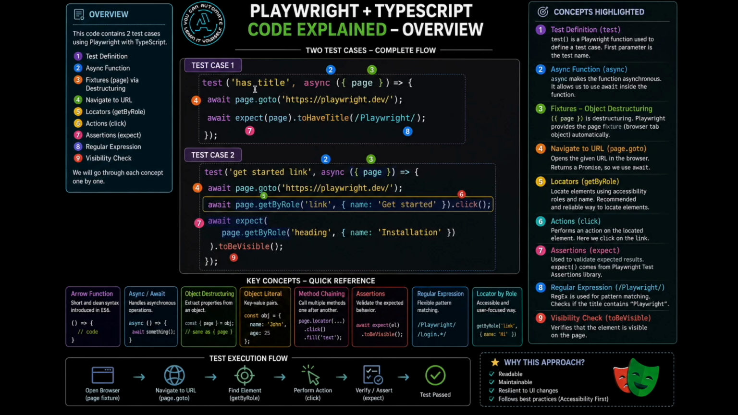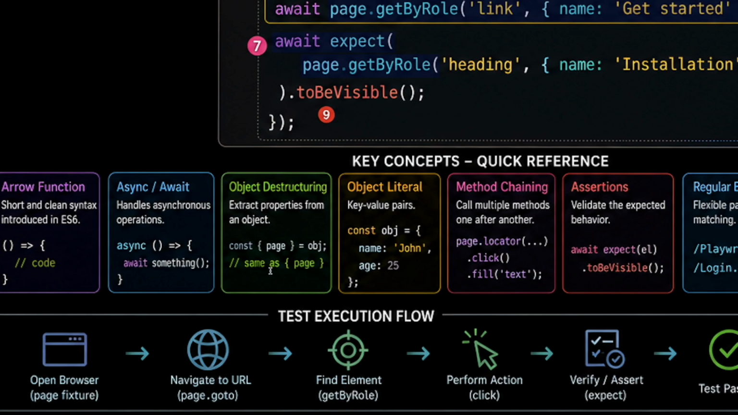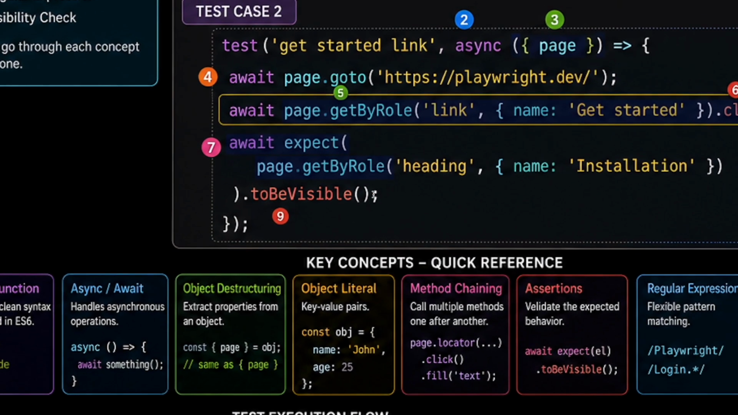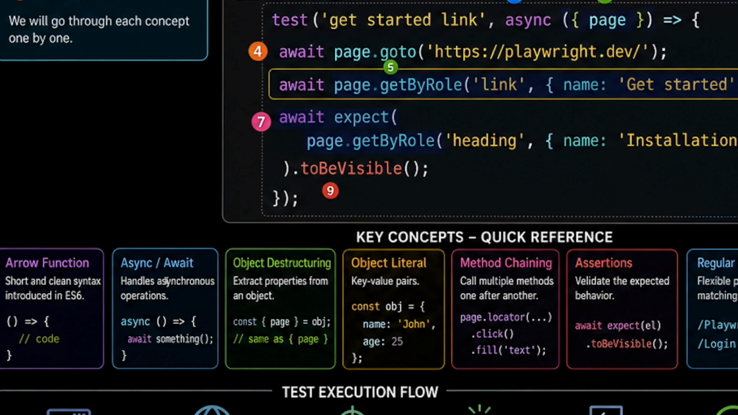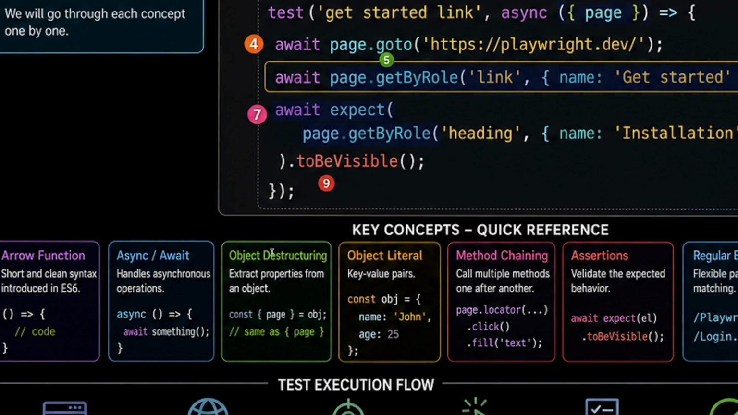These are about test case 1 and 2, and there are some important concepts we need to understand as part of TypeScript. Arrow function. Whenever you see any test case with the arrow function, this is the syntax of TypeScript. So any function which you want to create, use an arrow function, and any test case which you want to write, use async and await here. Async and await. Object destructuring. To refer to any of the browser tabs, use a page, and once you use a page, continue using the page object throughout the test case.